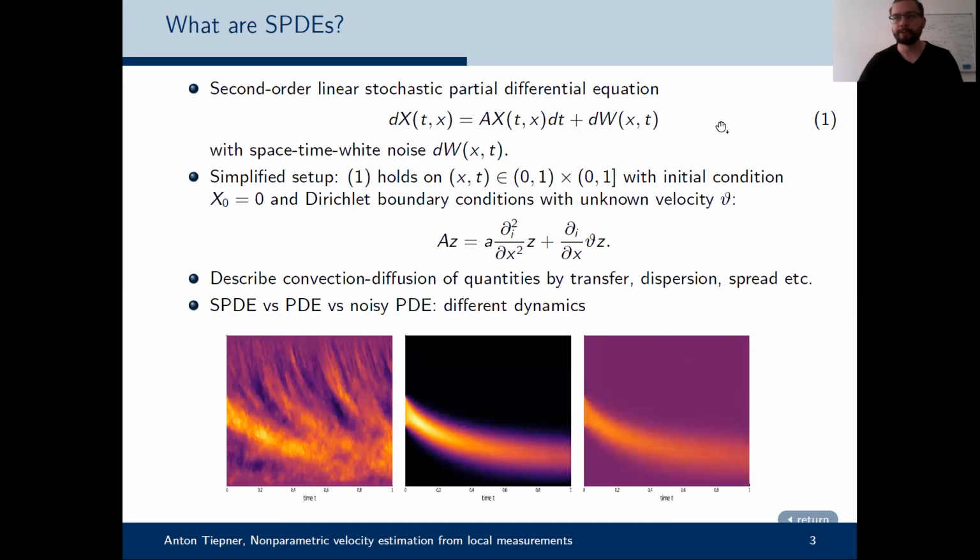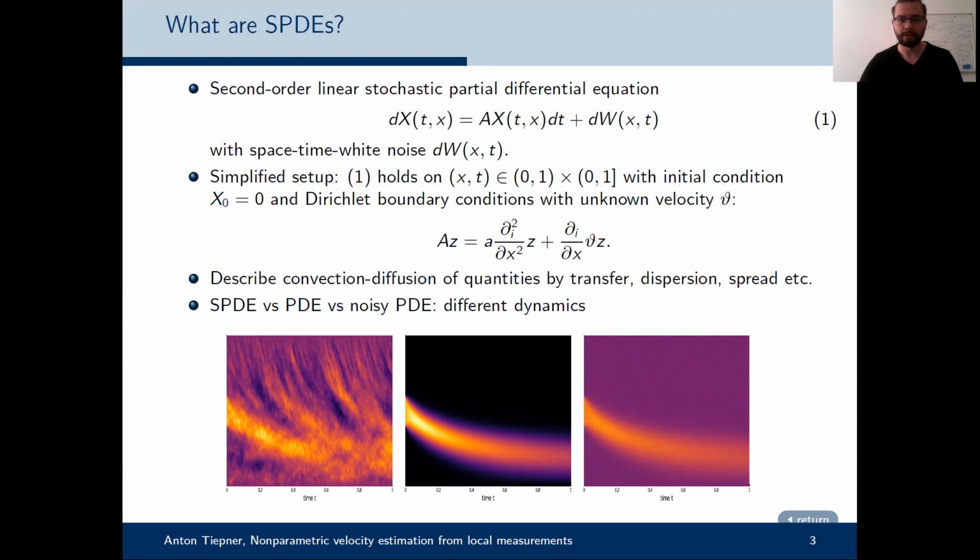The first question that comes to mind is, what exactly are SPDEs? Well, we can interpret them as an infinite-dimensional version of ODEs with some noise in its dynamics. We will focus on the concrete setup of an elliptic SPDE, meaning we have a second-order linear operator A, and the SPDE equation dX(t) = AX(t) dt + dW(t). So we will work in the simplified setup where this equation holds on the unit square with initial condition X(0) = 0, and we have typical boundary conditions.